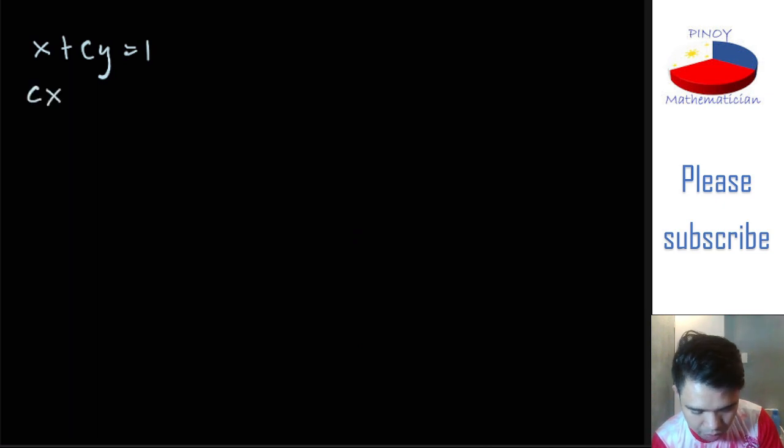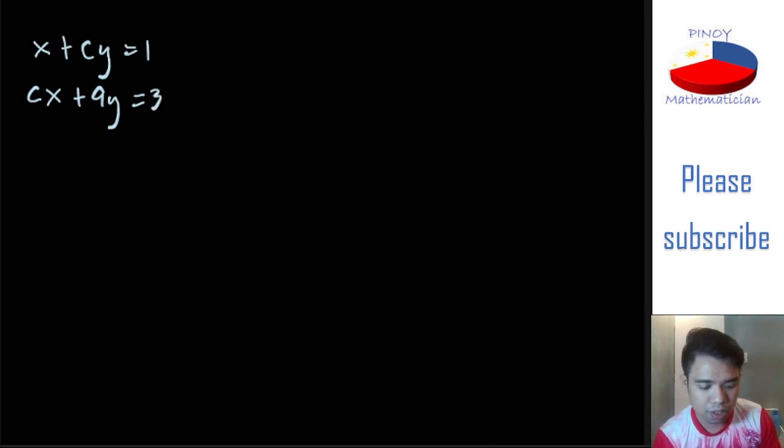So in this video, we're gonna solve another, a bit difficult problem involving systems of linear equations. The system of linear equations looks like this: x plus cy equals 1, and then cx plus 9y equals 3. Basically we're gonna put it together because it's a system of linear equations.